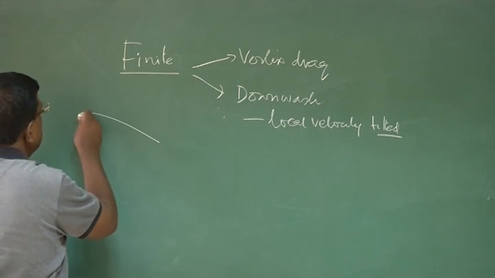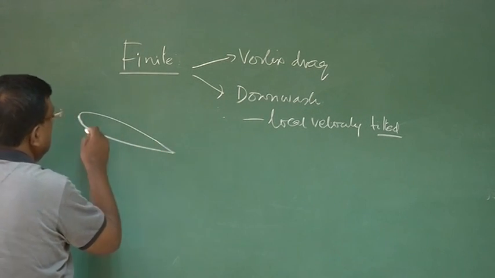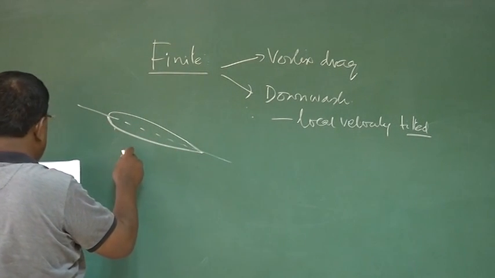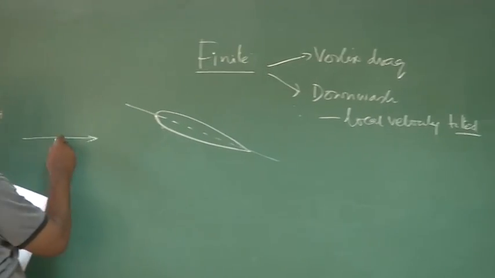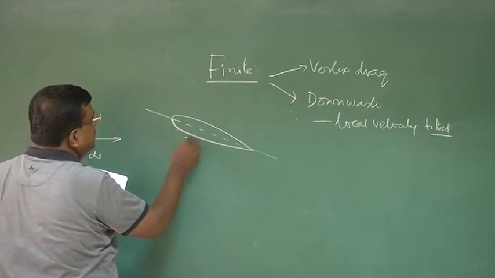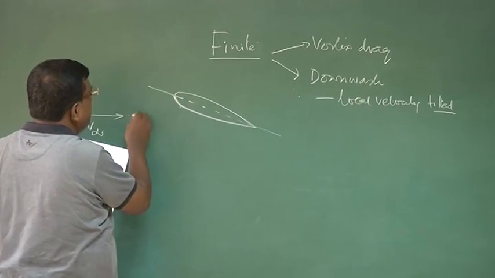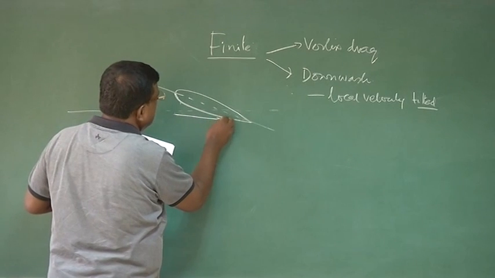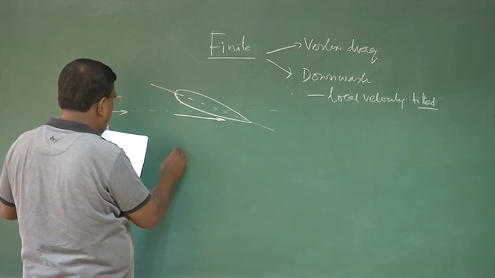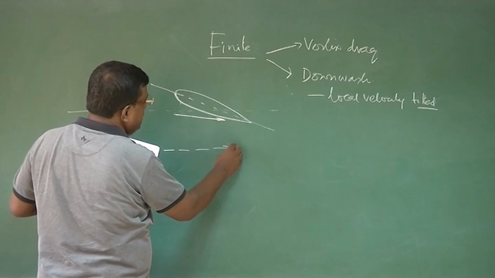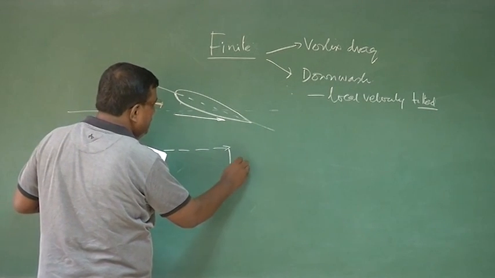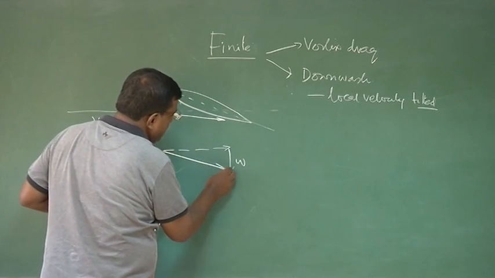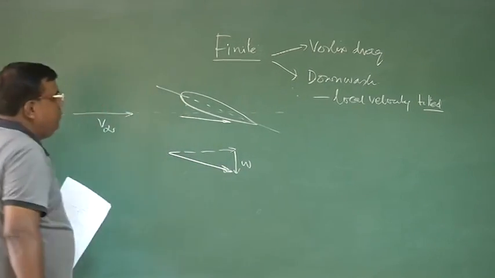This is the wing, and this is the free stream speed or velocity. As it comes close, there is a downwash, so the velocity vector no more remains straight like this. They also get tilted like this. And this tilt, if I try to draw, is nothing but this is the free stream, and this is the downwash, denoted by W. Then this is the resultant velocity vector, which comes because of the downwash.